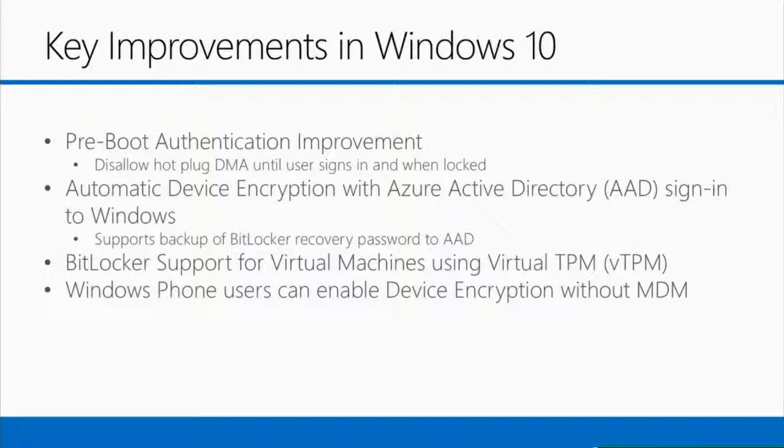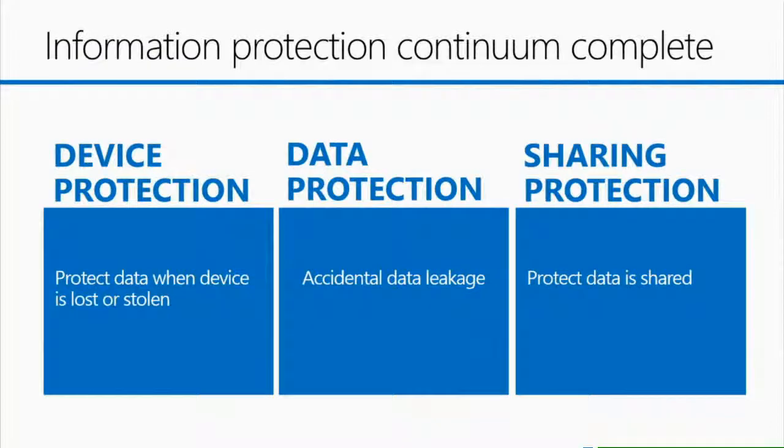And the last thing here is a small improvement, but we believe it will be really useful: on Windows Phone or Windows Mobile, we have not had the ability to manually enable encryption. We heard some feedback that there are users who are not using MDM or EAS, so we gave them an option to do that as well. So with that, we have covered the spectrum from data protection at the device level, data protection with data leaks and the enterprise data protection work, and then the work that is going on in the RMS space when data gets shared.